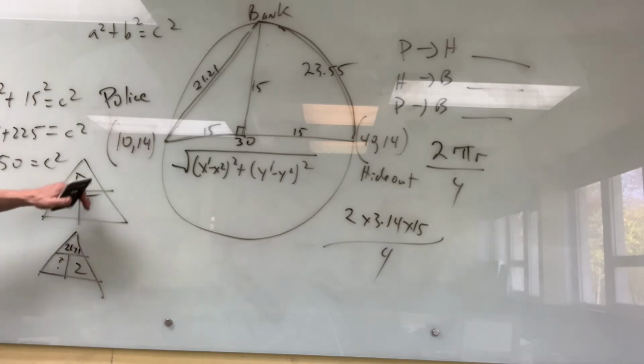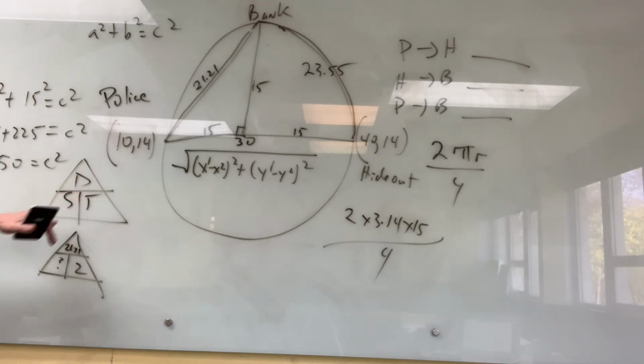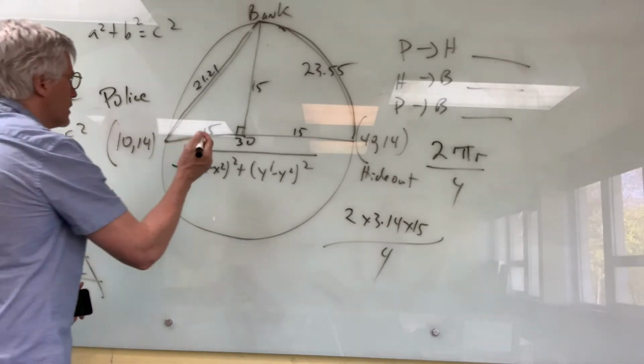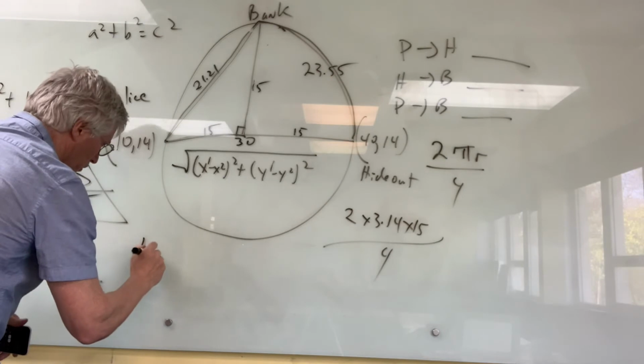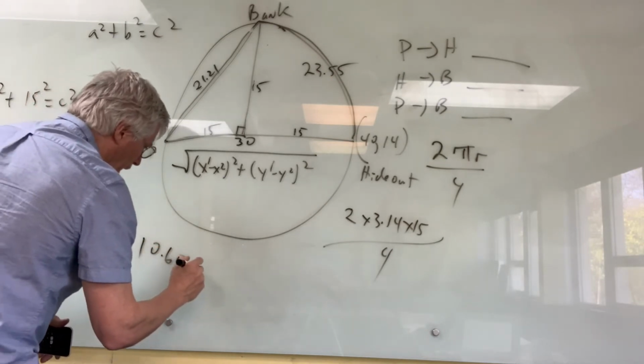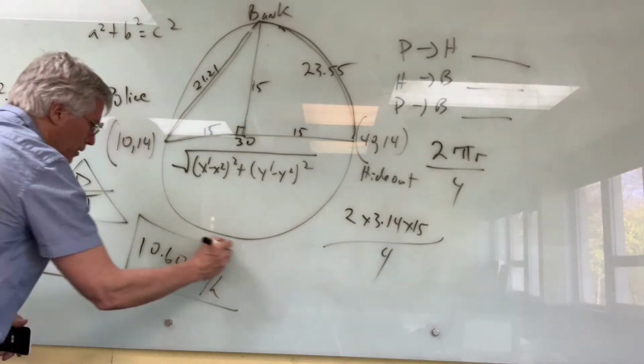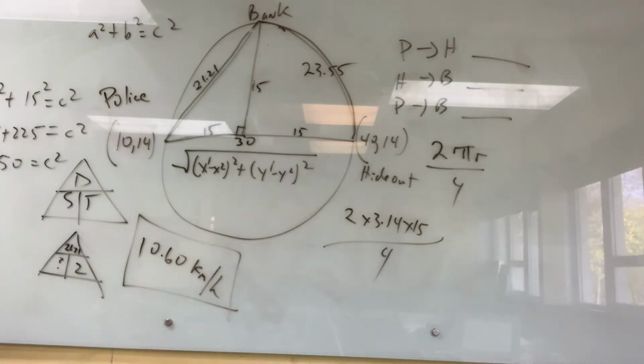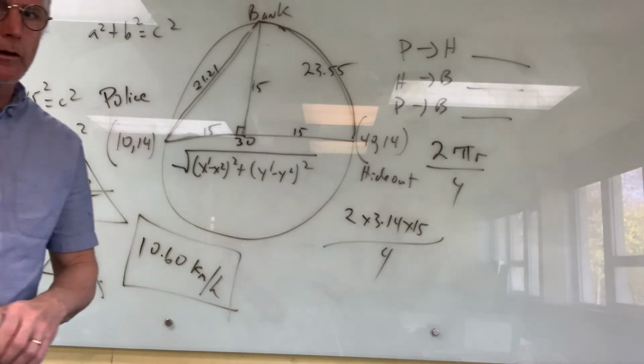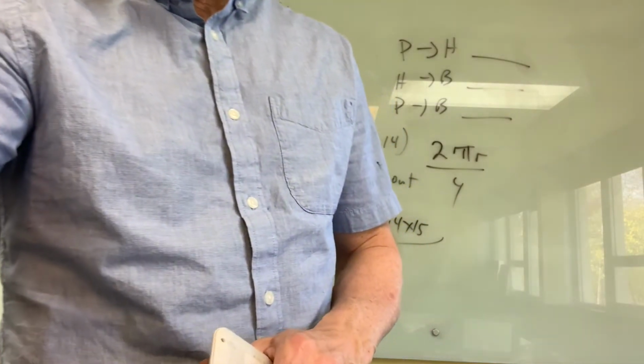Well, we know d divided by t will give me s. So 21.21 divided by 2 will give me 10.60. So it's my average speed measured in kilometers per hour. Okay, so they're actually probably on foot rather than by car or by bike. All right, let's do the last question now.